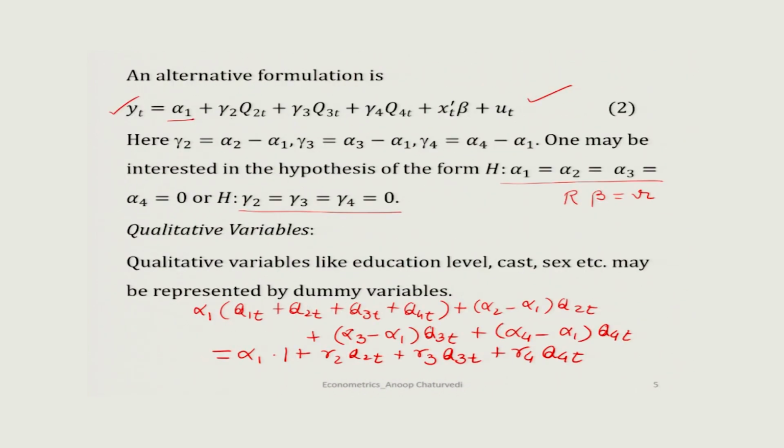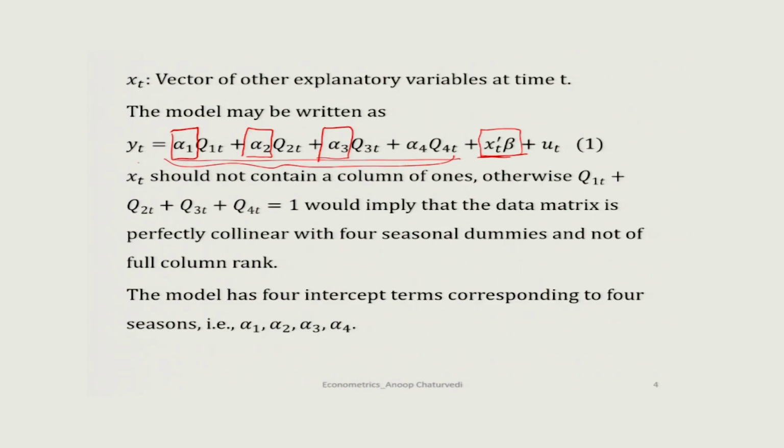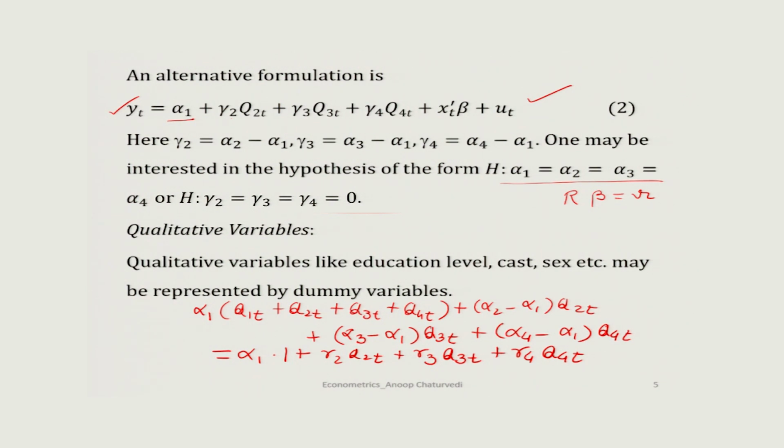So, in this example, if you consider this formulation, then we do not include the constant term or the intercept term. And if we consider this formulation, we are including the constant term or intercept term, but then we have dropped Q1T. So, we have dropped one of the dummy variables. Otherwise, you will have collinearity.